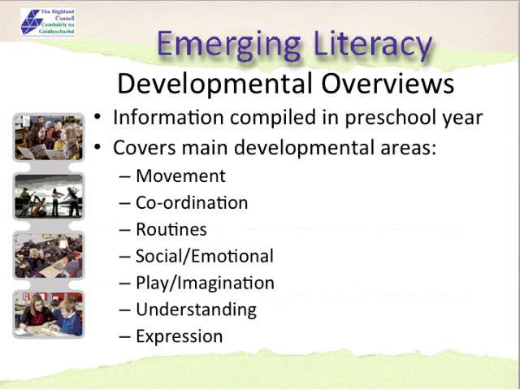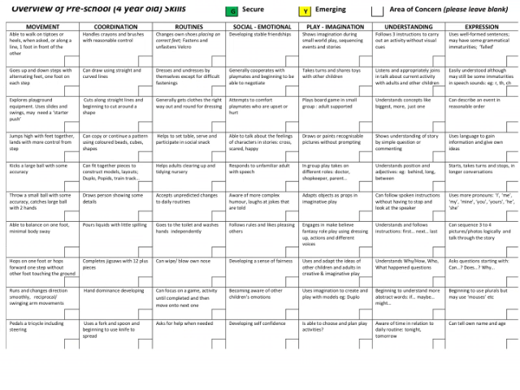Here's an example of a blank overview. For each child, if an item is secure, it's coloured in green. If it's emerging, it's yellow. And if it's an area of concern or not seen yet, it's left blank. And the idea is to give a quick and easy visual overview of where a child's strengths and developments are and also where the gaps are.